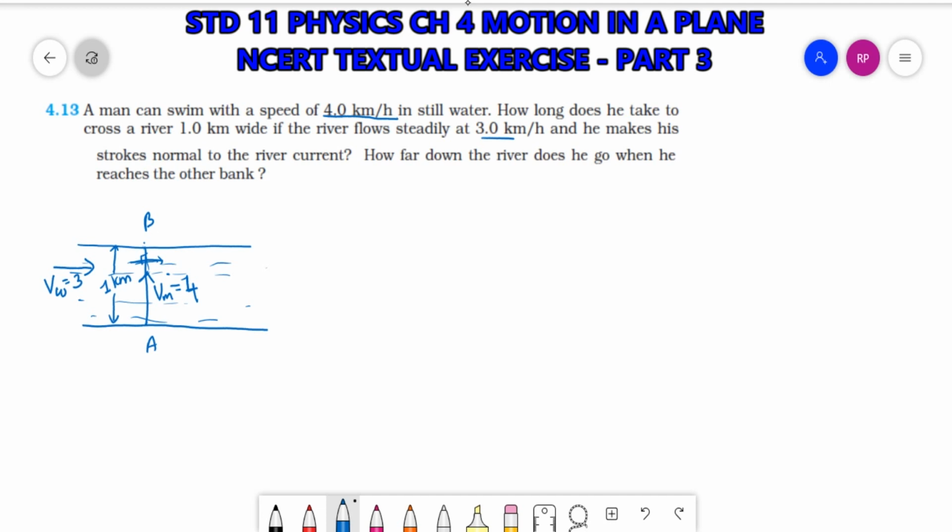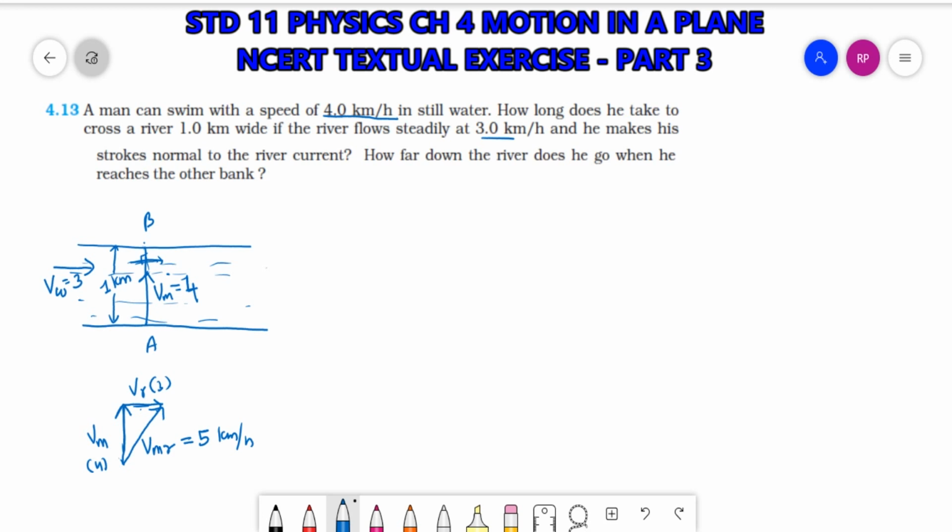Okay, so now see here, the velocity of the man is in this way with respect to water. Velocity of water is in this way. This is 4 and this is 3. So this is the relative velocity of man with respect to river water. Clear? So if VR is 3 and VM is 4, that means the velocity of man with respect to river water will be equal to 5 km per hour.